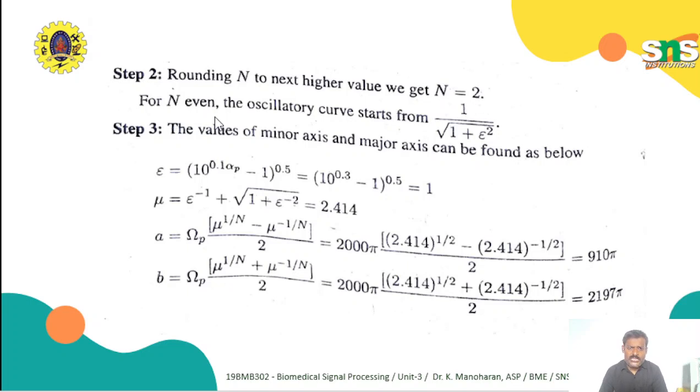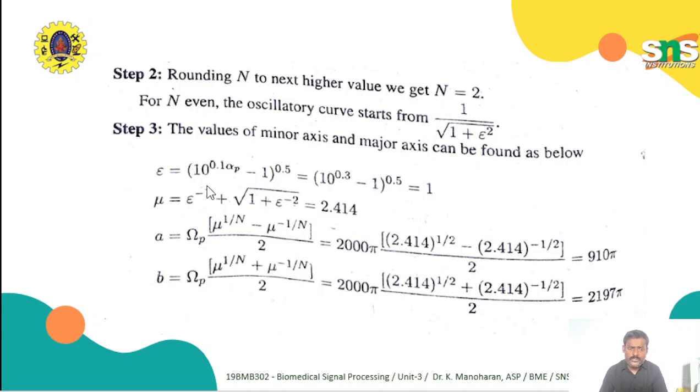Since n is even, the oscillation curve starts from 1 divided by root of 1 plus epsilon square. If it is odd, it starts from 1. If it is even, it starts from 1 divided by root of 1 plus epsilon square. Now we need to find the major and minor axis. To find the minor and major axis, we need mu, so first find epsilon.